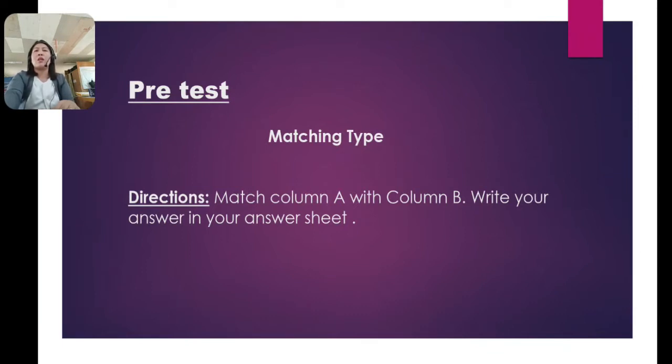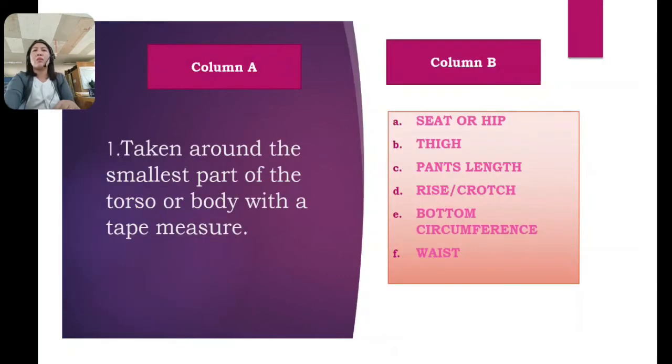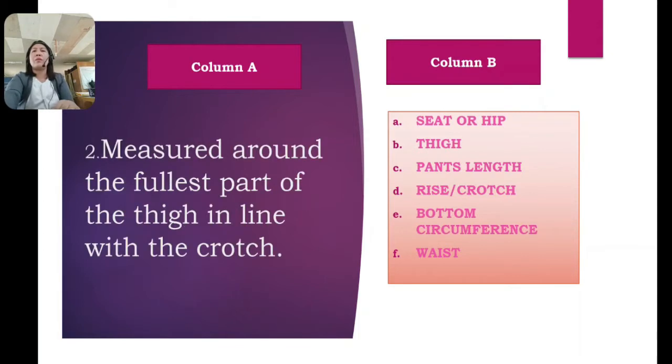So, are you ready? Here is the first question. Number 1, taken around the smallest part of the torso or body with a tape measure. So, time start now. Time's up. Afterwards, we are going to check your answers. Second question: measured around the fullest part of the thigh in line with the crotch. Time start now.